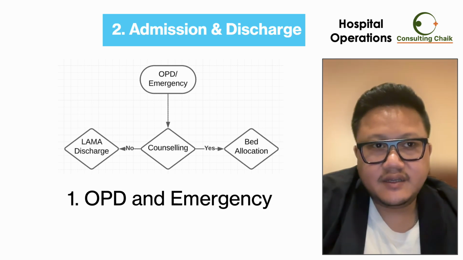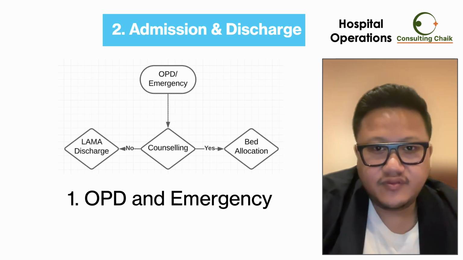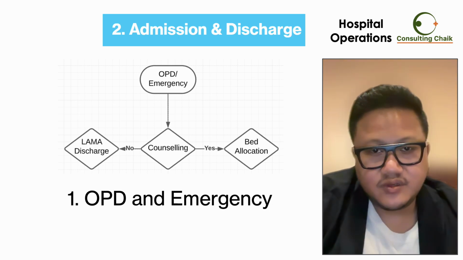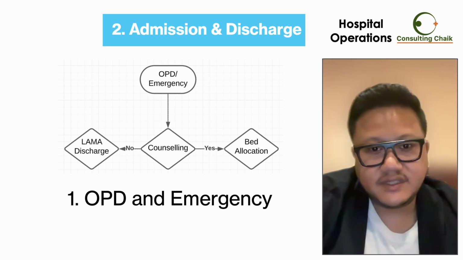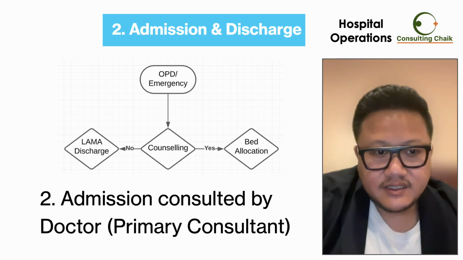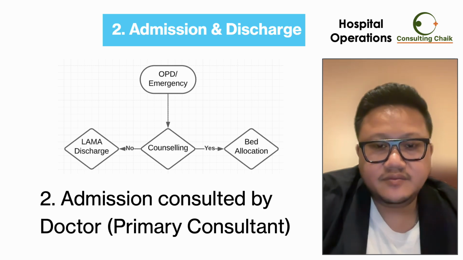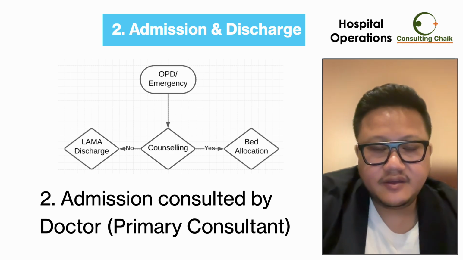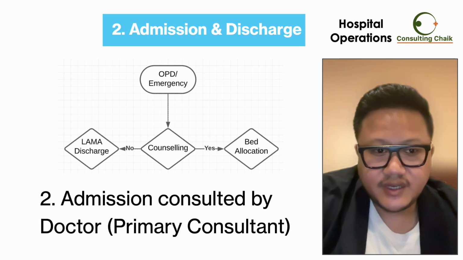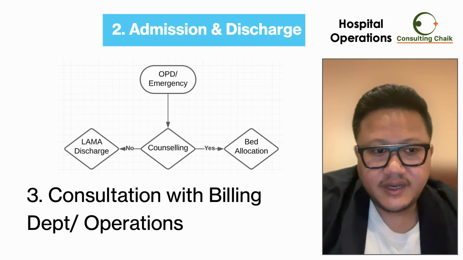Some might say that person can go directly to IP, but generally, even if you are going directly to the IP, you should at least go through the emergency. So many hospitals have that SOP. Then see, the admission is consulted by doctor. So when the primary consultant says that you go for admission, they recommend that, then only the patient comes for counseling with the operation department. So consultation with billing department or operations.